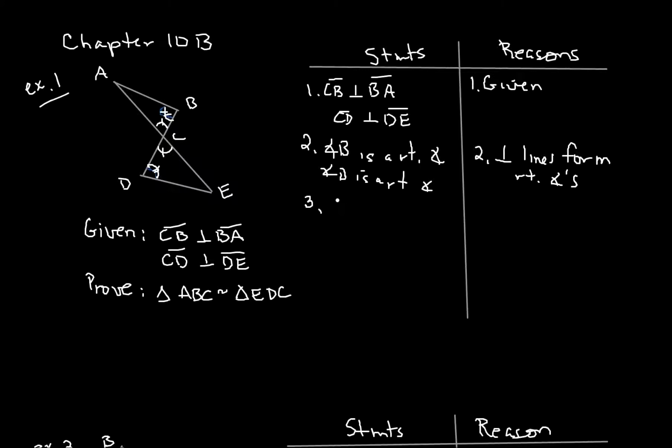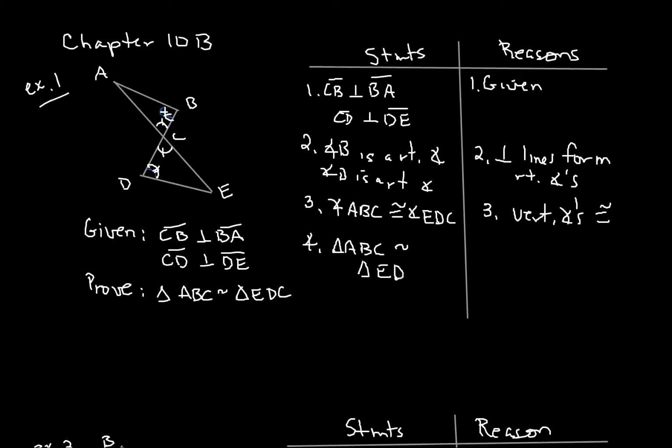How are they congruent? Well, we have to say them first. We have to say angle ABC is congruent to, so we have ABC, angle EDC, and that is, anybody? It's vertical angles are congruent. All right, so now since we have two angles in this triangle congruent to two angles in this triangle, we can actually say right away, triangle ABC is similar to triangle EDC.